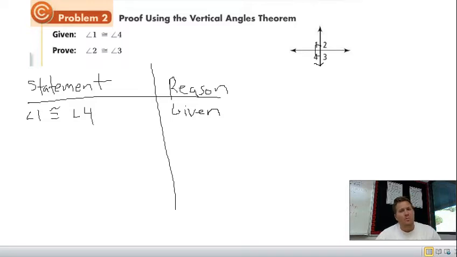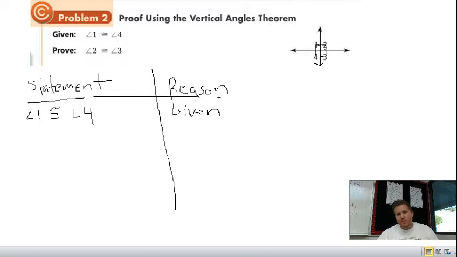Well, if those are both 90 degrees, then angle 1 and 2 also make a linear pair, so that also needs to be 90 degrees, which means this one right here also needs to be 90 degrees. So they're all 90 degrees, which means angle 2 and angle 3 would have to be the same because they're both 90. Now we just have to explain that. So that's our big challenge.